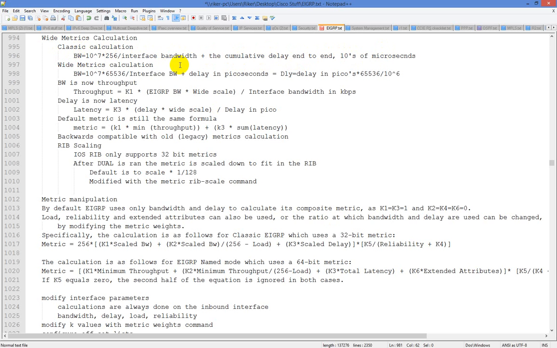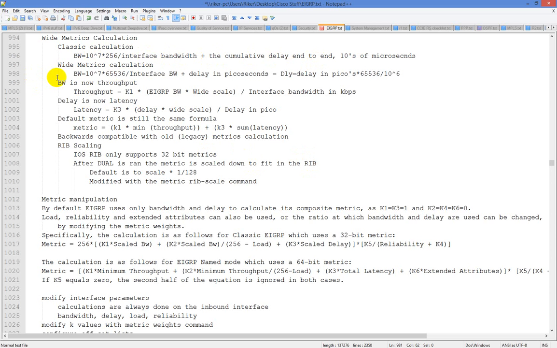Now, technically speaking, you could take 10 to the 7th, divide this by the interface bandwidth and the end-to-end delay, and multiply them both by 256, and you get the same response, because you're multiplying 256 by both. I haven't done it that way, but you could technically get away with it.